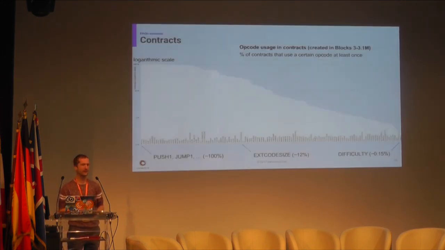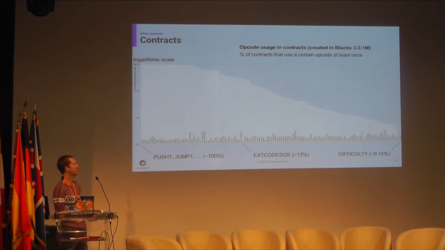For example, I created another not yet public Ethon extension for contracts. The data model allowed me to create all kinds of interesting queries. This was created in a single query. It shows opcode usage in contracts deployed recently, actually in blocks 3 to 3.1 million. The bars are the percentage of contracts that use a certain opcode at least once. Be careful, this is a logarithmic scale. So push and jump and some others, like those close to 100%, are very popular. Xcode size, which was used as one of the opcodes used in the DOS attacks, is also quite popular, 12%. Difficulty is very rarely queried or used as an opcode.